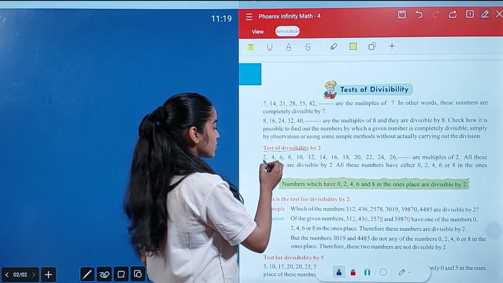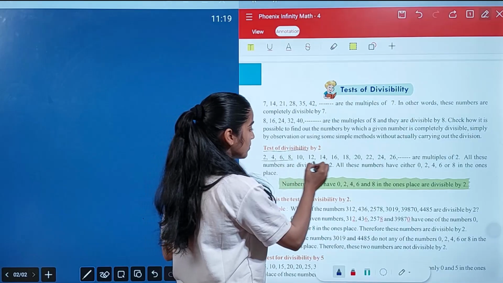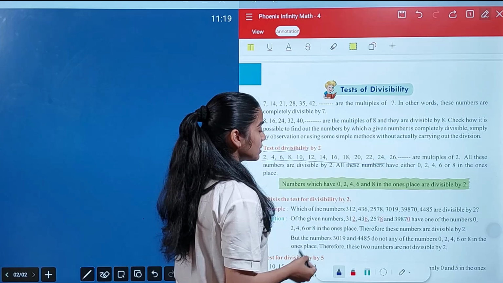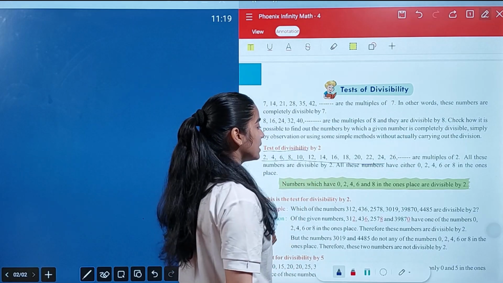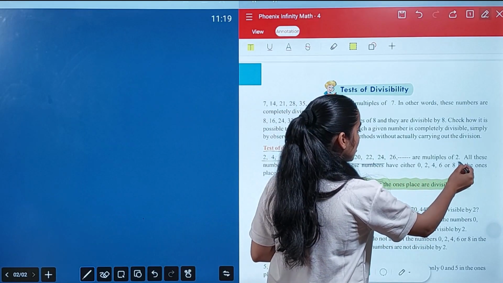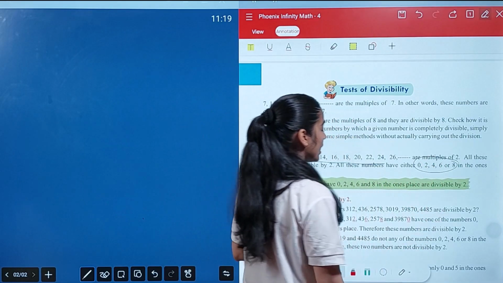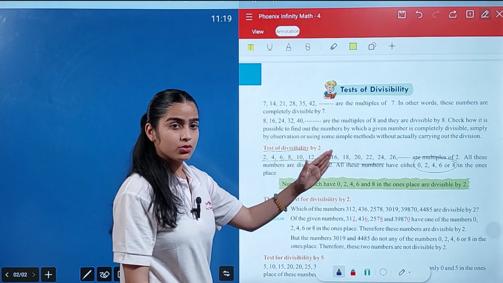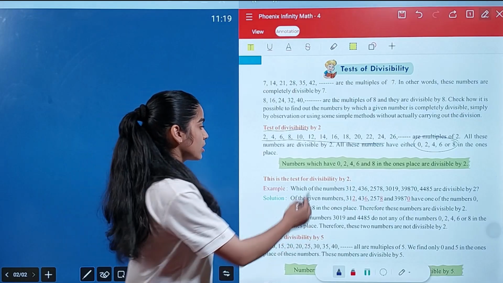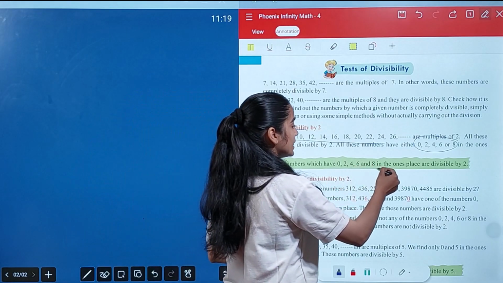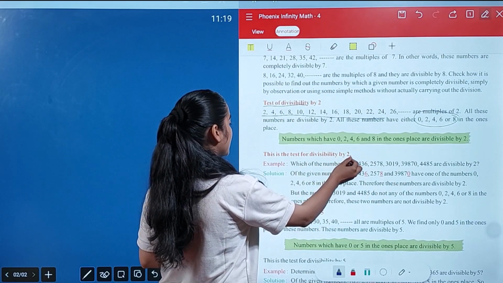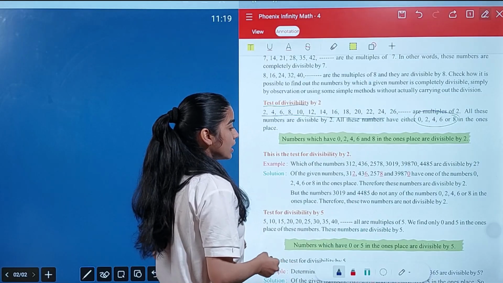If the last digit is among these, 2, 4, 6, 8, 10, 12, 14, 16, 18 are multiples of 2. So all these numbers are divisible by 2. All these numbers have either 0, 2, 4, 6, 8 at the ones place, which means it is divisible by 2. So numbers which have 0, 2, 4, 6, 8 in the ones place are divisible by 2. Now this is the test of divisibility by 2. Which of the numbers are divisible by 2?